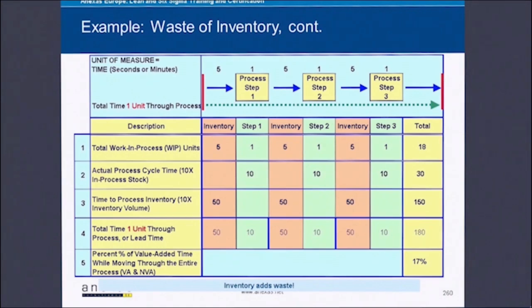And time to process inventory is, before the first step, 50, because 10 minutes into 5 is work in process. Similarly, 50 for process step 2, and just before process step 3, 50, and the total is 150. So total time for 1 unit through the process, or lead time, is 50 plus 10 plus 50 plus 10 plus 50 plus 10, which is 180. And 30 divided by 180 is just 17%. So the percentage of value added time while moving through the entire process is 17%.